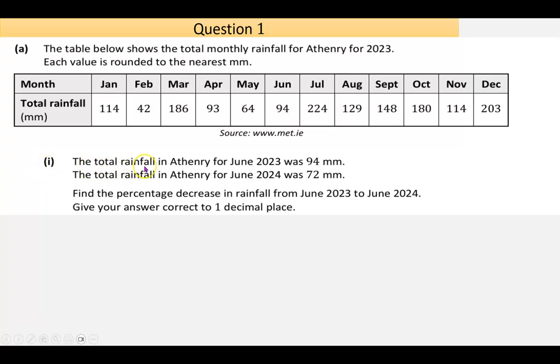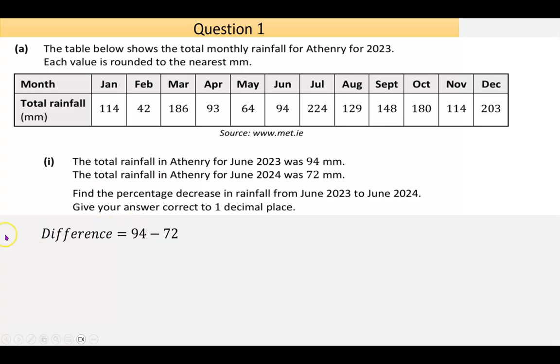Part 1 says the total rainfall in Athenry for June 2023 was 94 millimetres. Okay, and that's June here, was 94, so it matches the table. The total rainfall in Athenry for June 2024 was 72 millimetres. So there's a difference there. This is a different year. Find the percentage decrease in rainfall from June 2023 to June 2024 and give your answer correct to one decimal place. So we'll get stuck in.